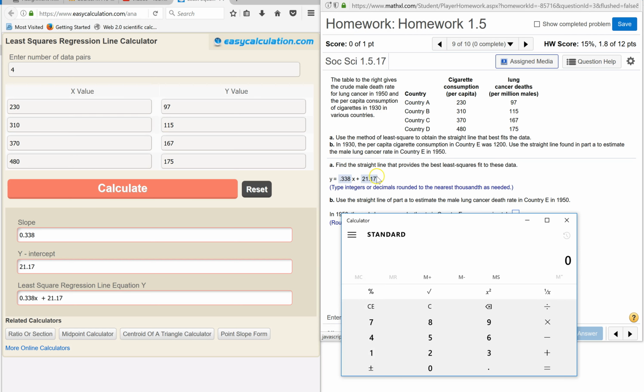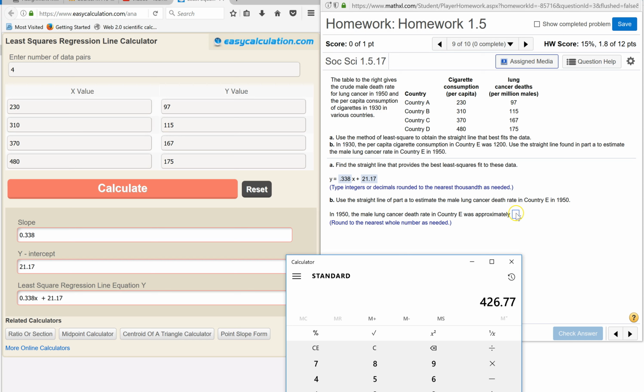I'm going to use the equation we just created and type in 0.338 for the slope. Then I will multiply it with the cigarette consumption, which is 1,200. I will add on the y-intercept. Hit equals and report the answer as 426.77. Now it does say round to the nearest whole number as needed. So if I take my answer and round it to a whole number, I'm looking at 427.